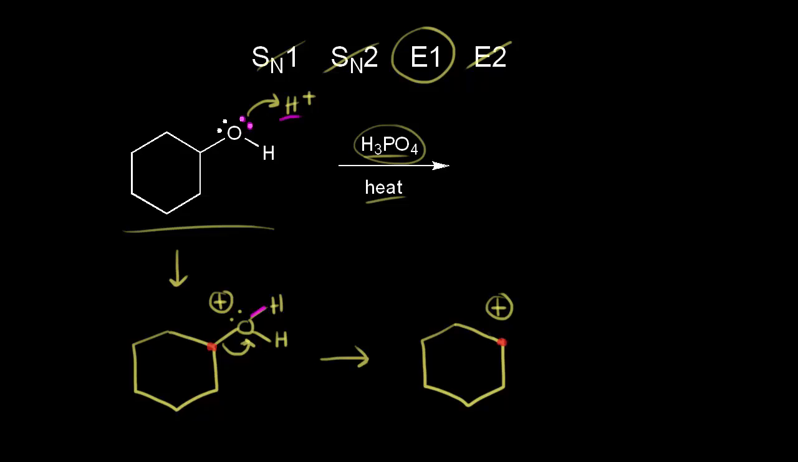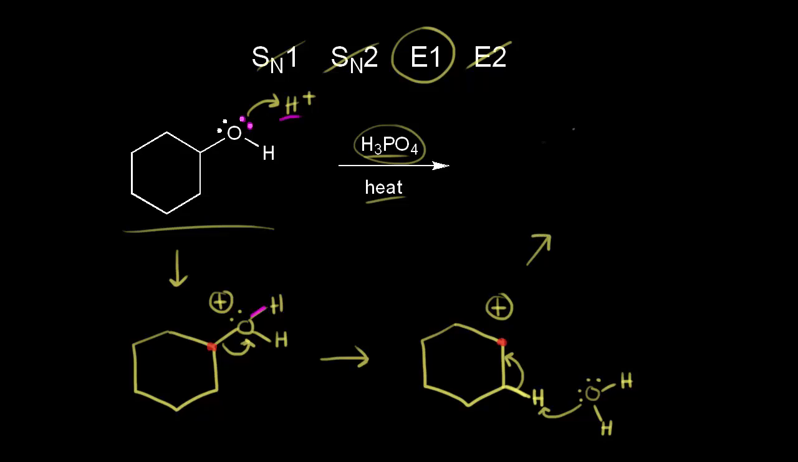And now we have water, which can function as a weak base in our E1 reaction, and take a proton from a carbon next to our carbon with a positive charge. So let's say this carbon right here, it has 2 hydrogens on it. I'll just draw 1 hydrogen in, and water functions as a base, takes this proton, and these electrons move in to form a double bond.